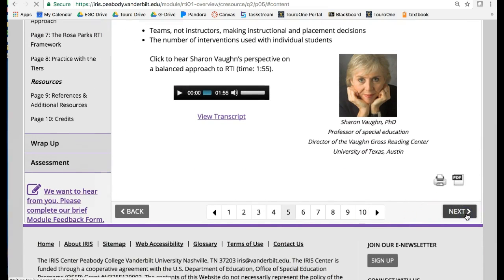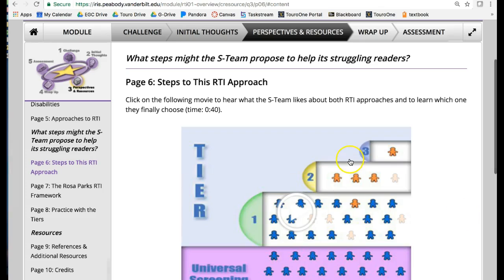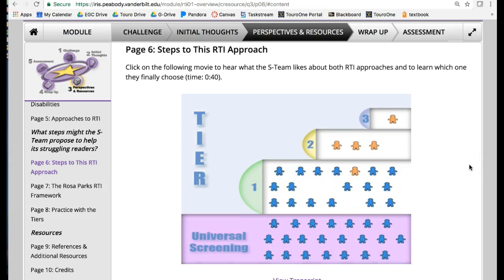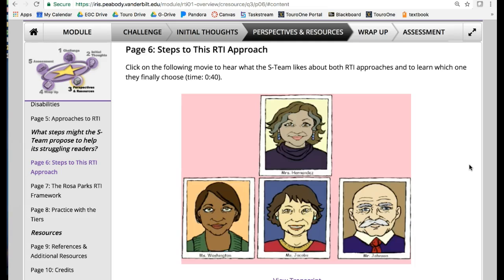All right, so as you can see, there's always the fine-tuned part of actually implementing the RTI approach. So here we go, and we're going to take a look at Rosa Parks again. RTI is conducted in multiple tiers or phases that increase in instructional intensity regardless of the approach adopted. The S-Team at Rosa Parks Elementary School carefully considers both RTI approaches.